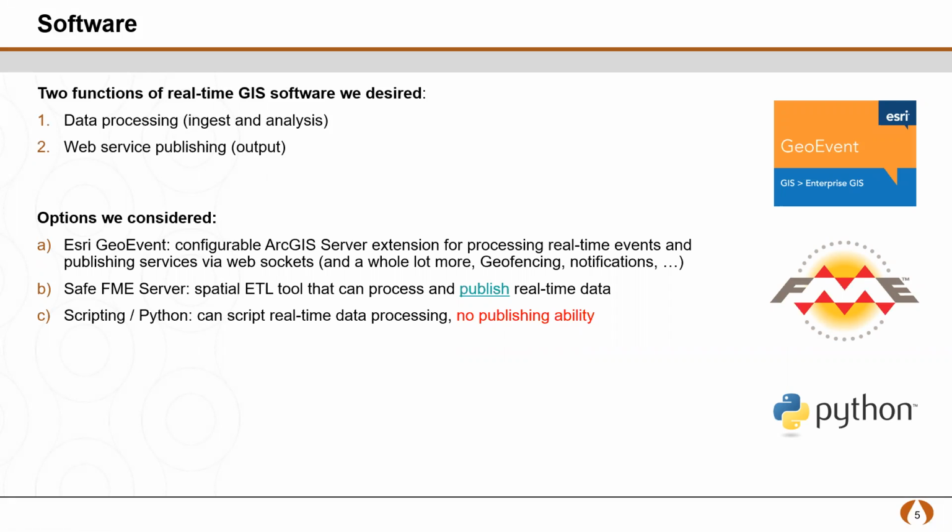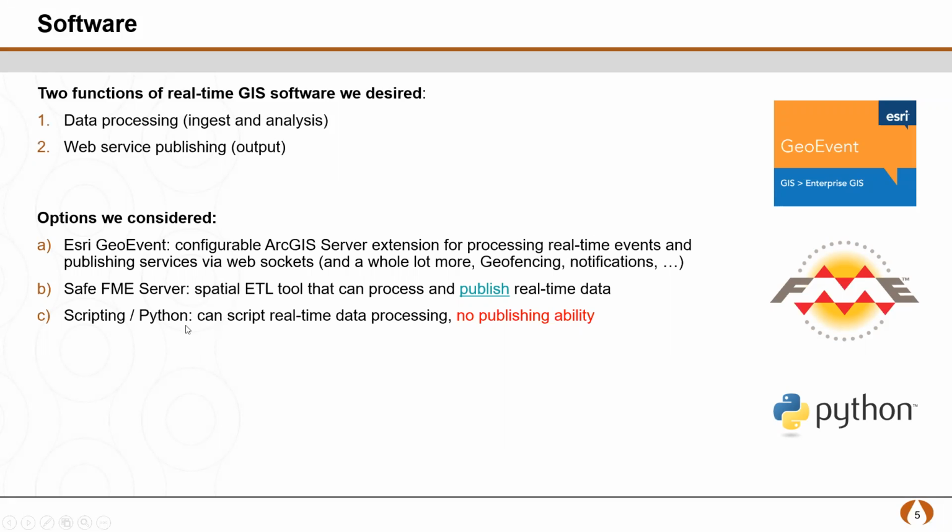First off was ESRI GeoEvent for Server, and that is a configurable ArcGIS Server extension for processing real-time data, publishing services, doing geofencing analyses, sending notifications via text and email, really a lot of functionality there. We also looked at Safe FME Server, which I'm guessing a lot of you have heard of. It's a widely used spatial ETL, extract, transform, load tool. And it has the ability to process and publish real-time data. You can push to WebSockets using FME, which is pretty cool.